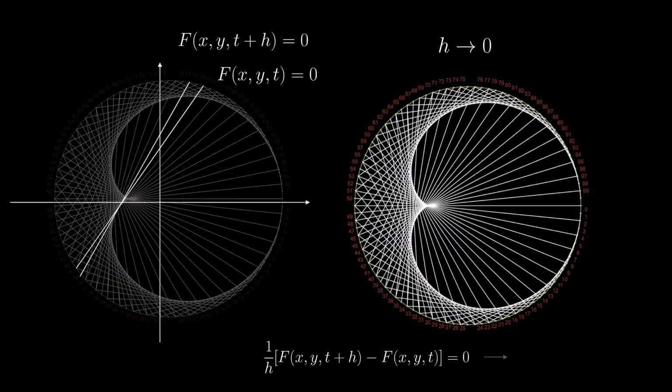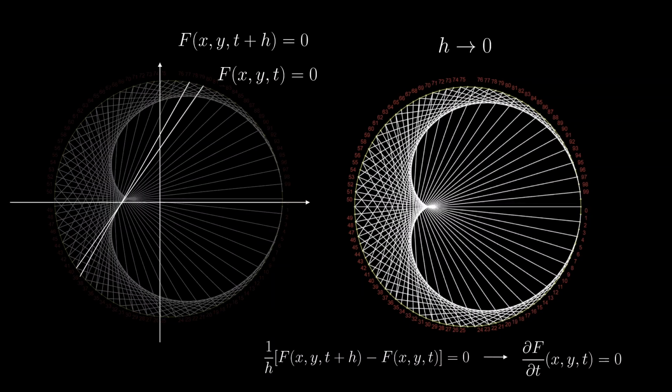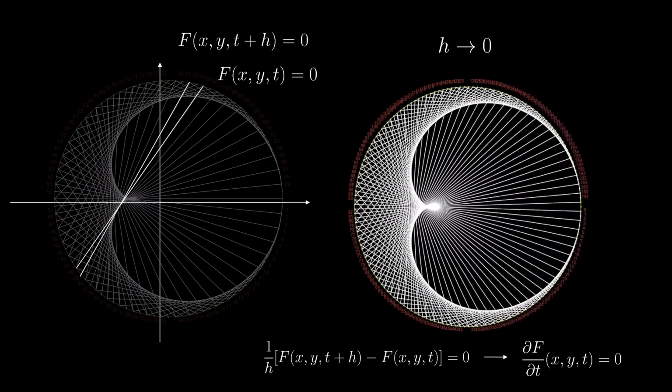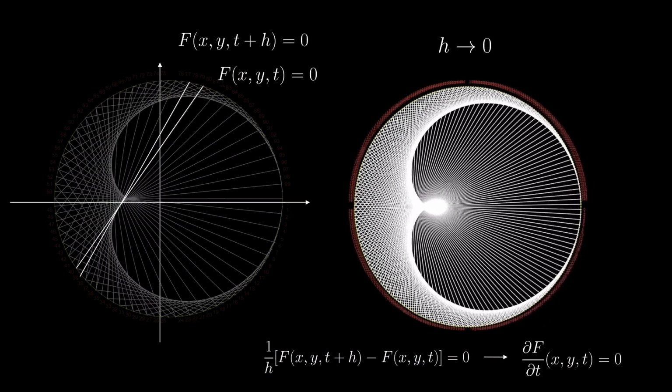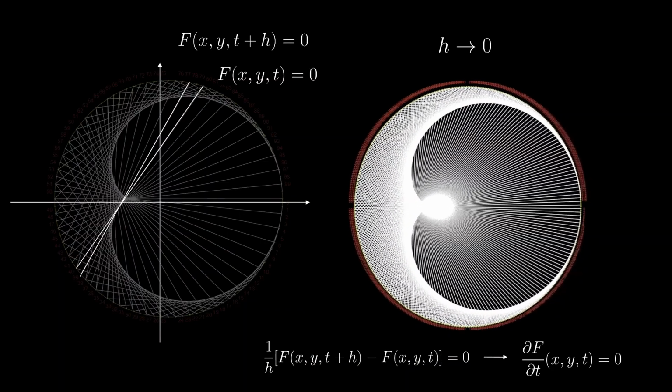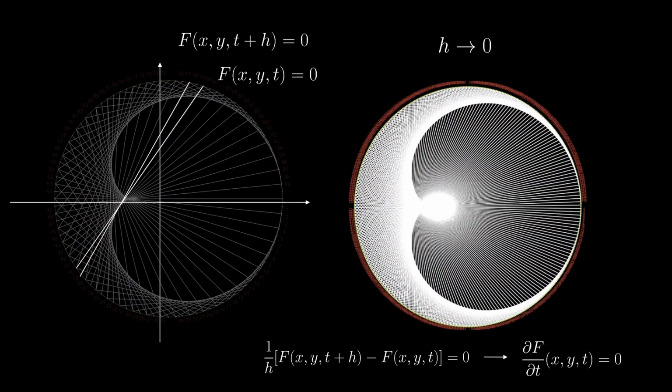Now, we can already calculate the trajectory of the cardioid, but just to make the derivation more elegant, we can subtract the system of equations and divide by h. This gives us the expression of the partial derivative with respect to t. This second equation, along with the equation f(x, y, t) equals 0, enables us to eliminate t and get the expression of the cardioid in the Cartesian plane.